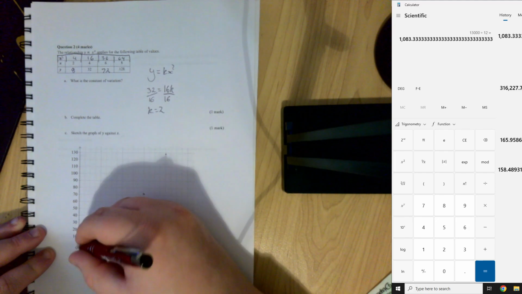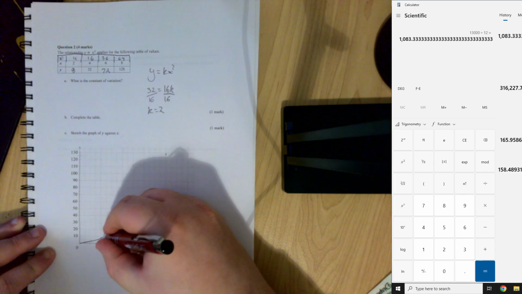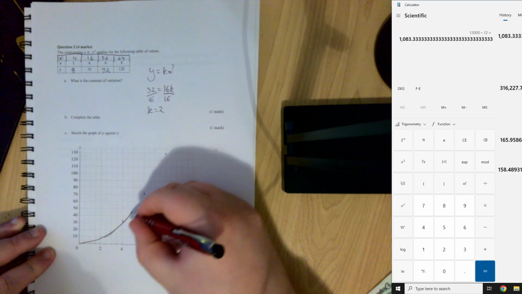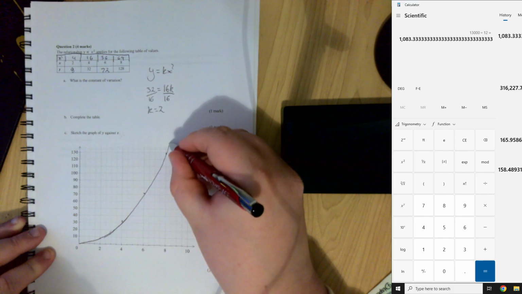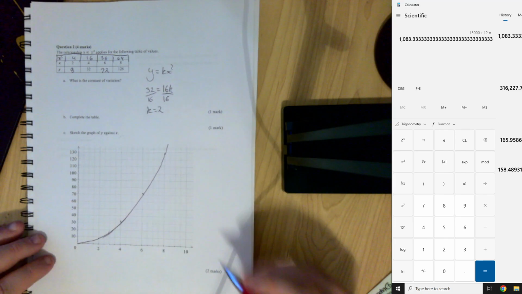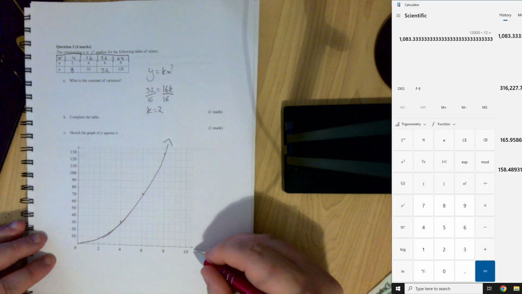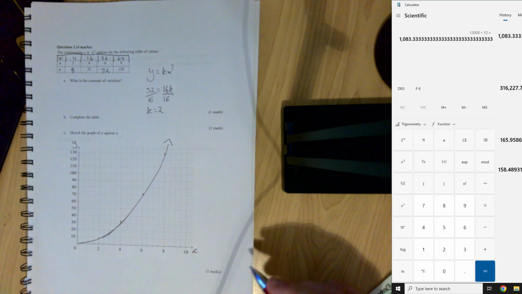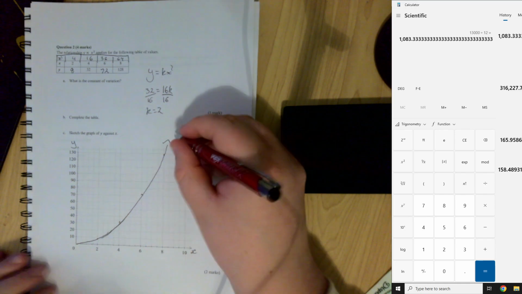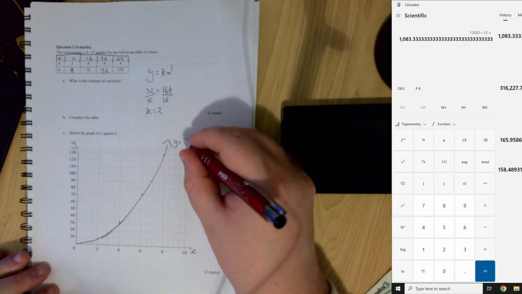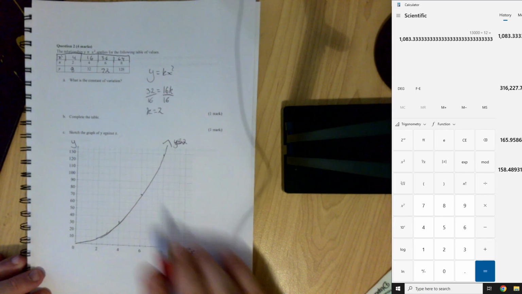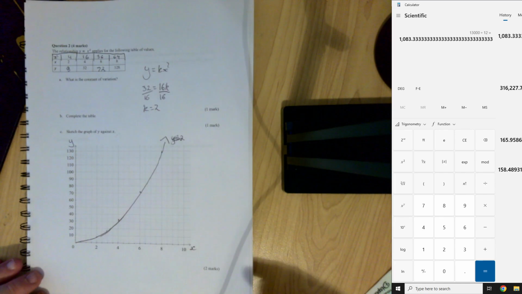It seems to suggest a pattern. Going upwards like that. Okay. That's x and that's y. So I'd say that you'd probably have a point. I don't know the rule, so I can't write the rule. A point for the graph and a point for labeling the axes is what the 2 marks are for.